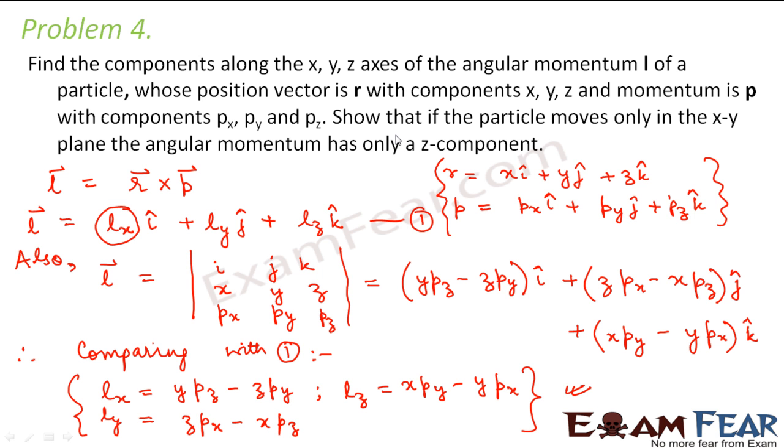Now the second part says that if the particle moves only in the xy plane, the angular momentum has only a z component. So the particle moves only in the xy plane. The movement of the particle is denoted by the position vector. That means the particle has an x component and a y component, but it does not have a z component. In that case, the angular momentum will have only the z component. So let us try to look into that.